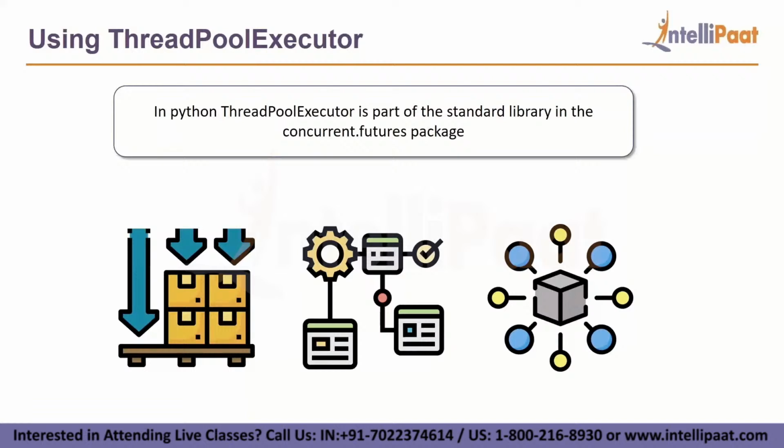In Python, thread pool executor is part of the standard library in the concurrent.futures package. In this package, you can import the thread pool executor, and from there on, you can start creating a thread pool and submitting tasks to it. The thread pool will then use one of the threads that it has already created for you to run the task in the background, and when the task is done, you can extract the result out of it.